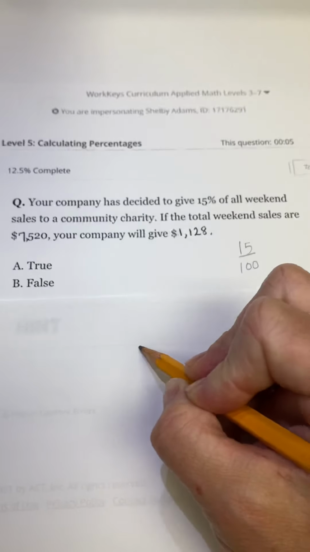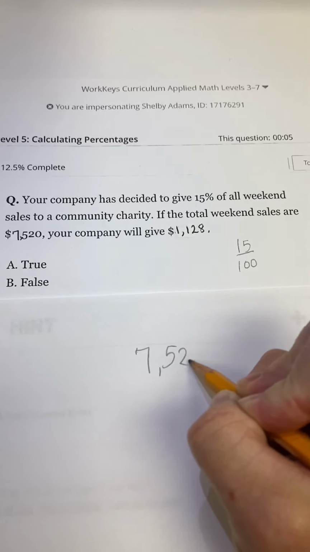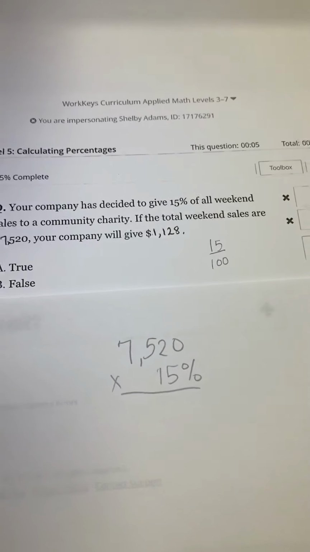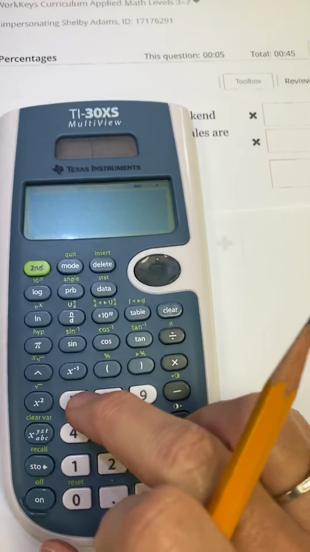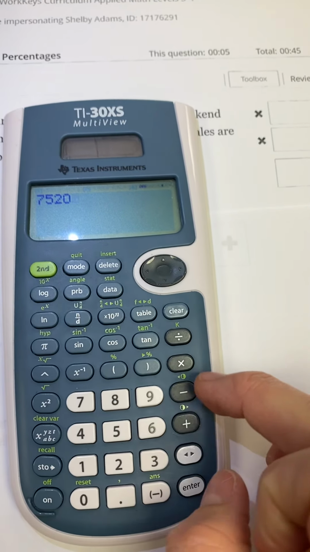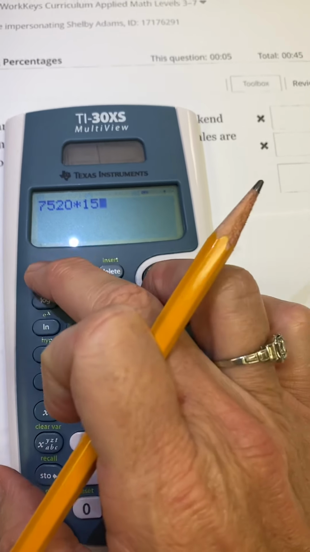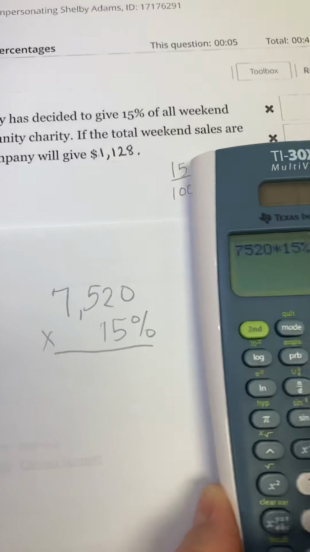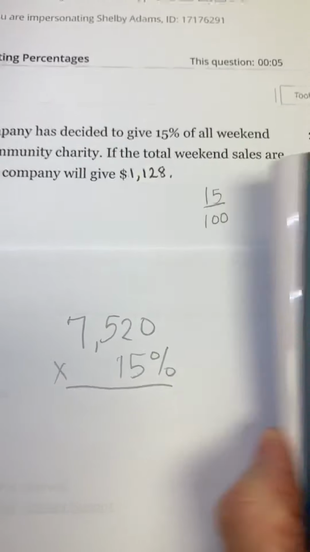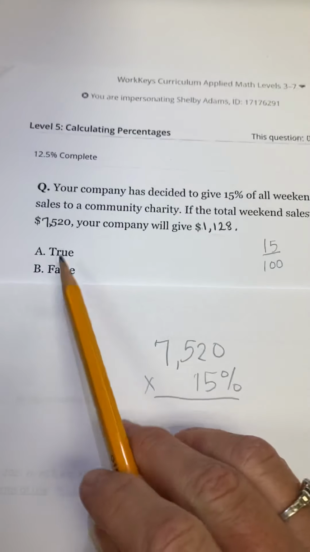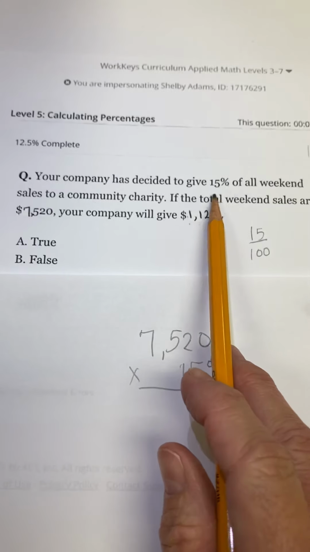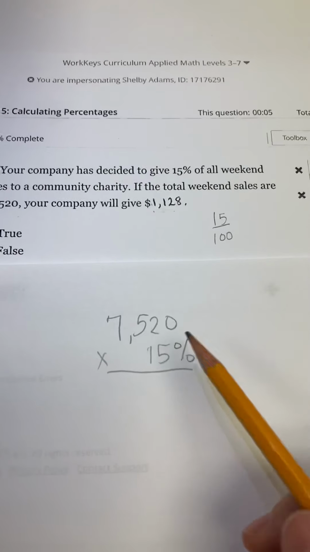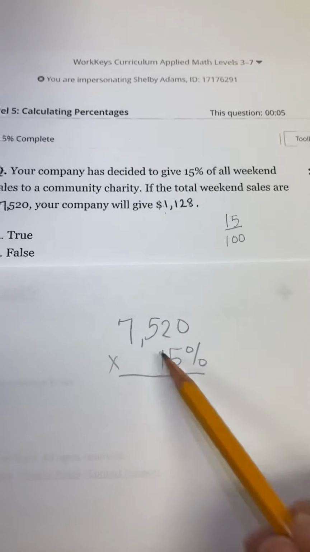Well, if we want 15% of that number, we just have to say 7,520 times 15%. And if I want to use my calculator to do that, I'm just going to say 7,520 times 15. Go get the percent sign. And I get $1,128, which is what they said. So this statement would be true. $1,128 is 15% of 7,520. Okay? So anytime you're looking for the percent of a whole number, you can just multiply them.